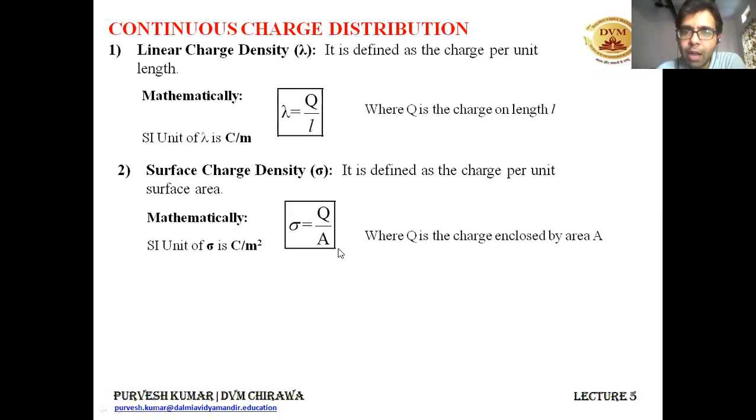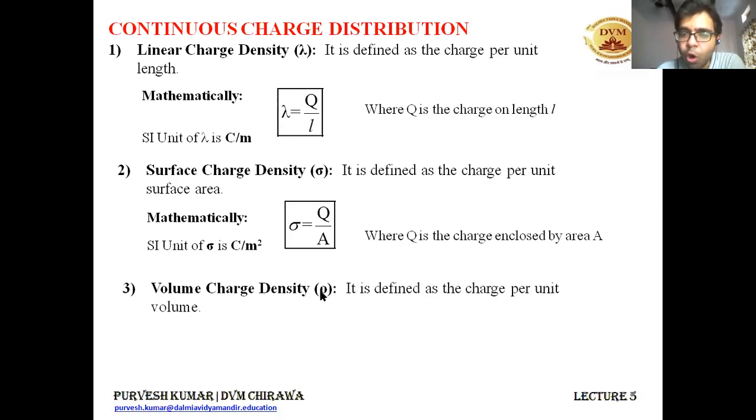Similarly, we also have one more quantity, and that quantity is volume charge density. This volume charge density is denoted by rho. It is defined as the charge per unit volume. If we have some object that has some volume and the charge is distributed over its volume, then the amount of charge present in the unit volume is known as the volume charge density. Mathematically, you can write it as Q by V, where V stands for volume. This V is for volume, not potential.